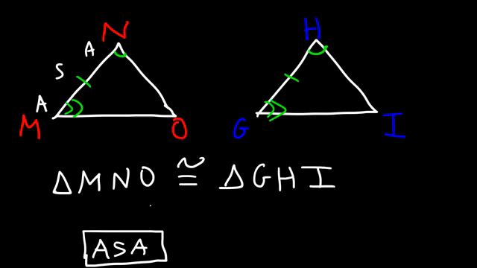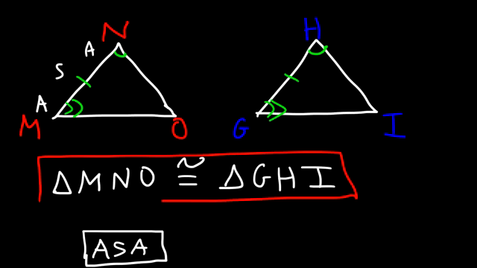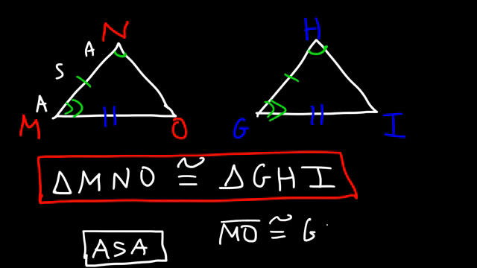So now that we've proven that the two triangles are congruent, I can make a statement and say that another portion of these triangles are congruent. I could say that MO is congruent to segment GI. And the reason is CPCTC: corresponding parts of congruent triangles are congruent.